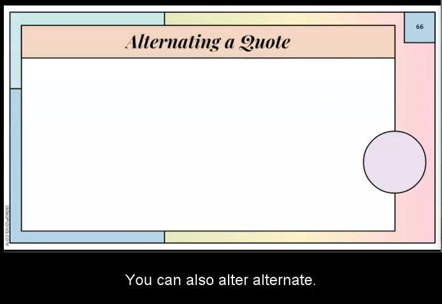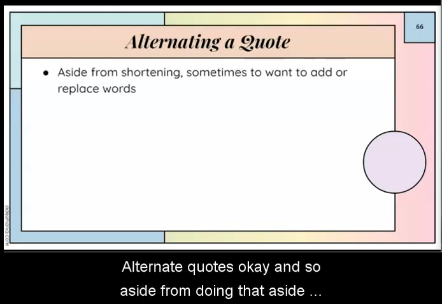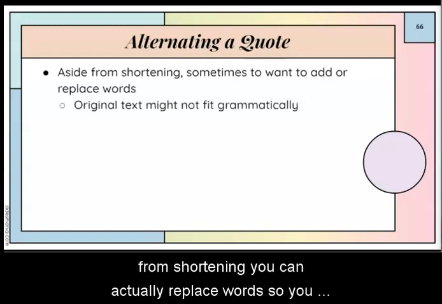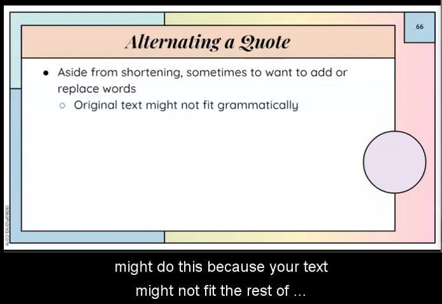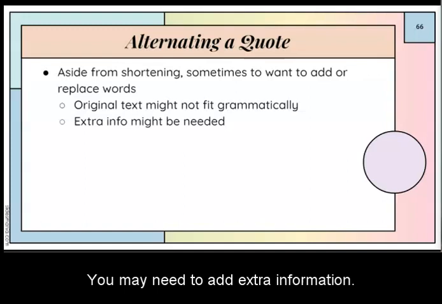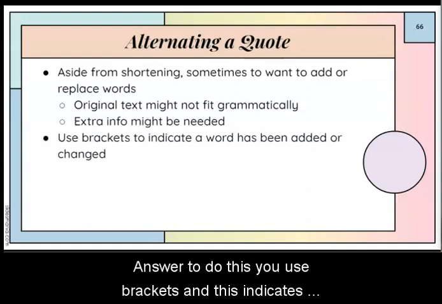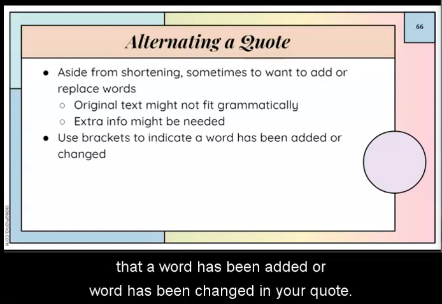You can also alter quotes, okay? And so aside from shortening, you can actually replace words. So you might do this because your text might not fit the rest of your writing grammatically. You may need to add extra information. And so to do this, you use brackets. And this indicates that a word has been added or a word has been changed in your quote.